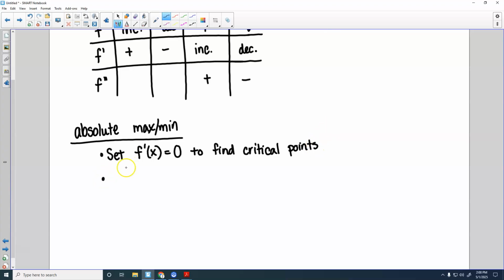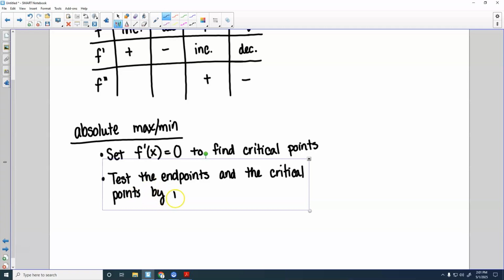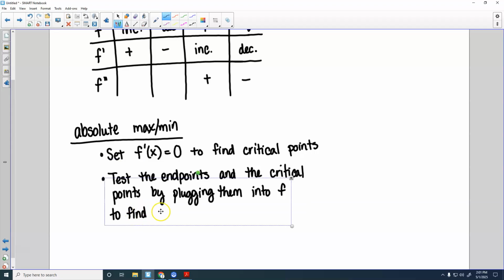To find it, find the critical points, and then test the endpoints and the critical points by plugging them into f to find the highest or the lowest value.